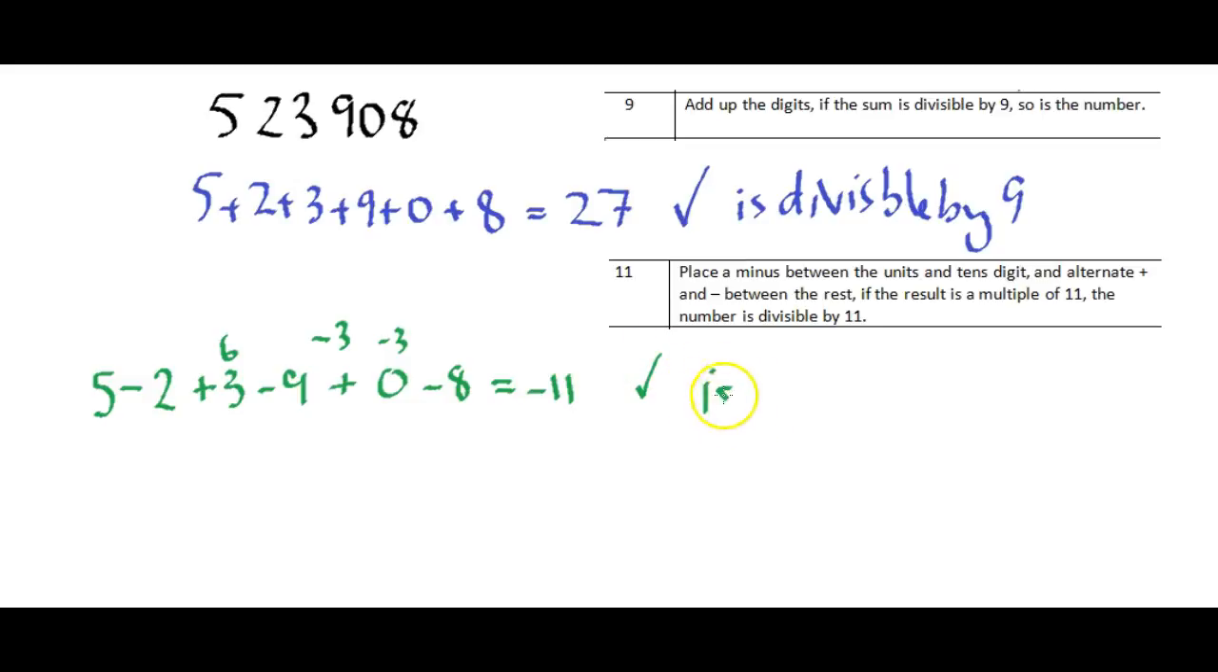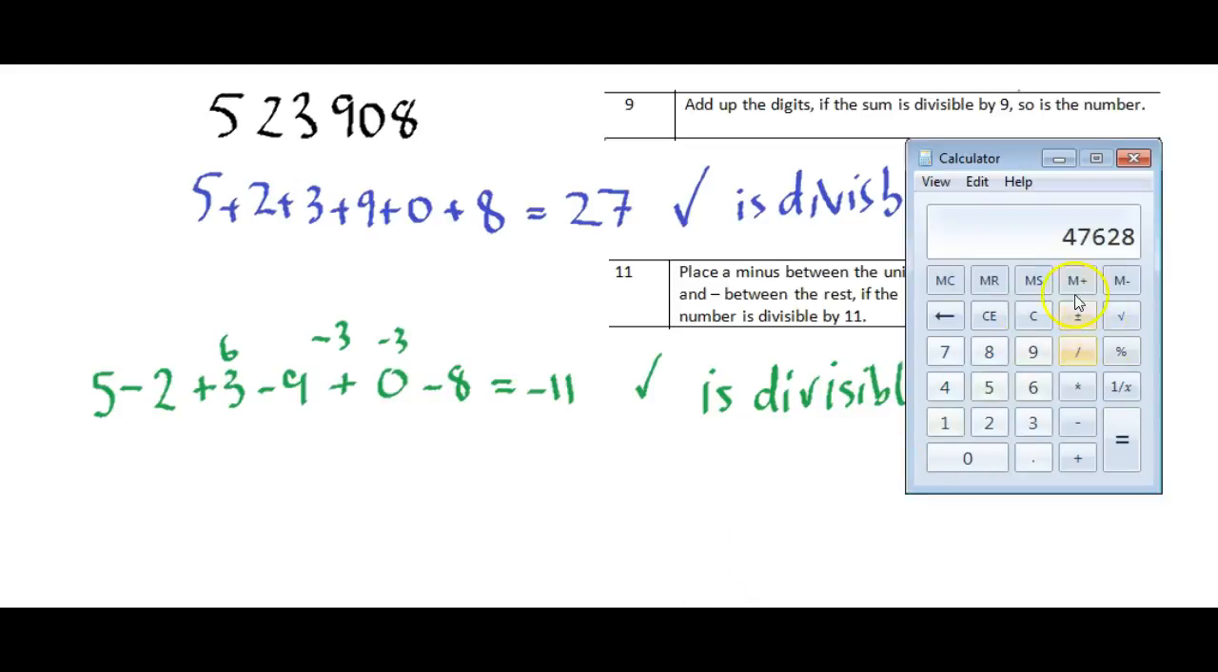And it is. So my number is divisible by 11. We can check that on our calculator. So clear that. 523,908 divided by 11 equals, yeah, it gives me a whole number with no remainder, so that confirms that my number is divisible by 11.